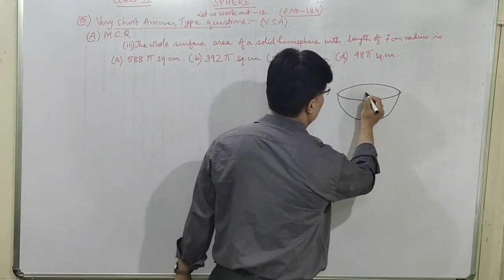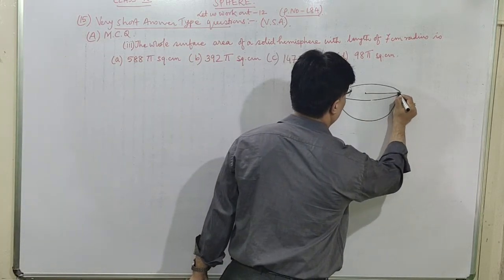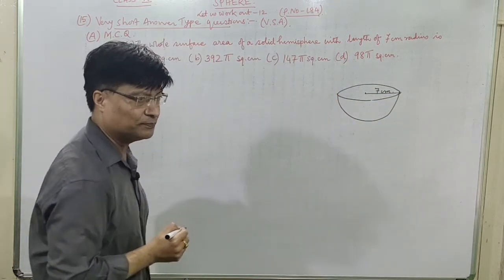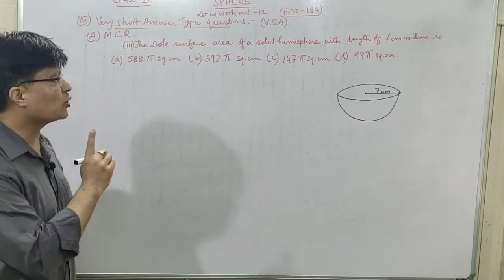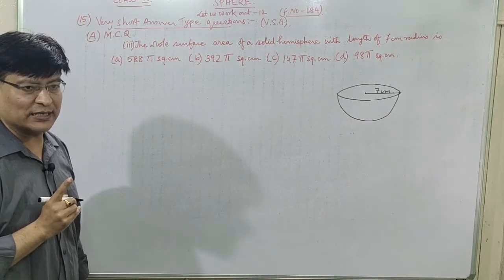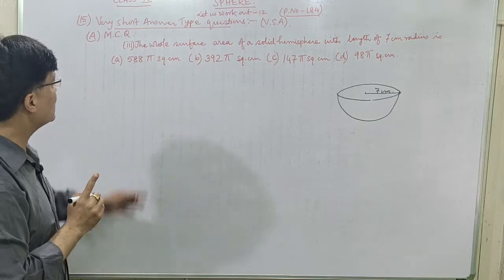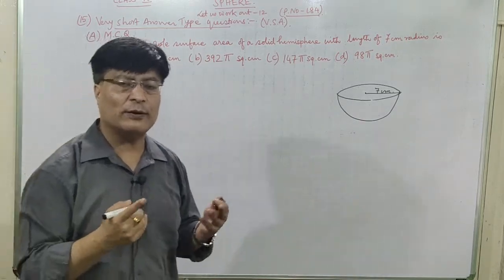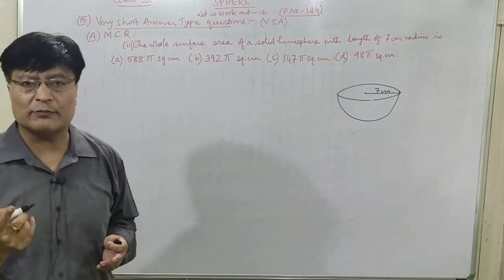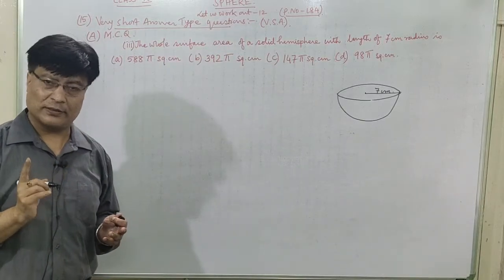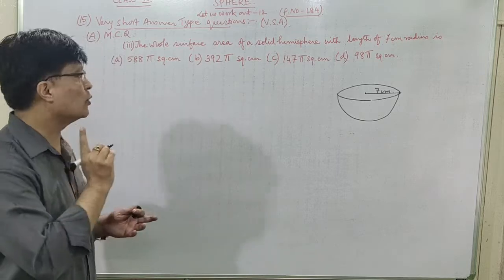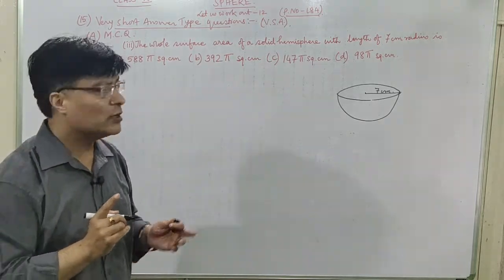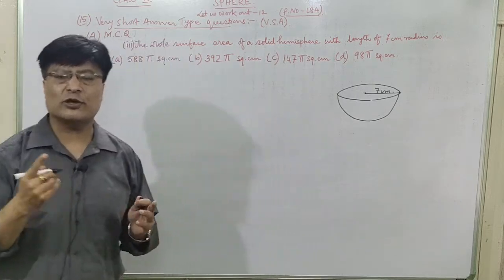And in this case, the radius of the solid hemisphere is given. What is the radius of the solid hemisphere? It is given as 7 centimeter. So radius of the solid hemisphere is 7 centimeter. So now in this case, you have to find out the whole surface area of the solid hemisphere. That means you have to find out the total surface area of the solid hemisphere. So I think you have understood it. So you should know the formula for whole surface area of the solid hemisphere.